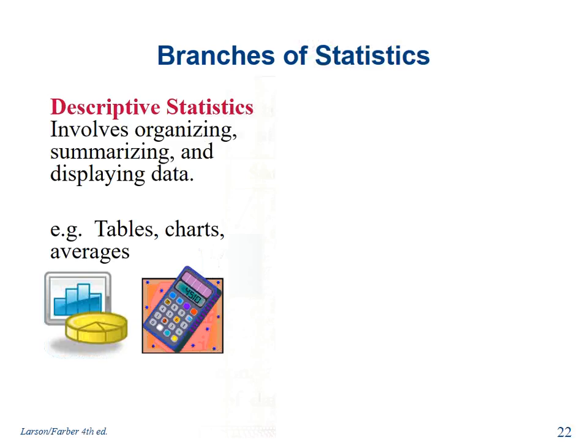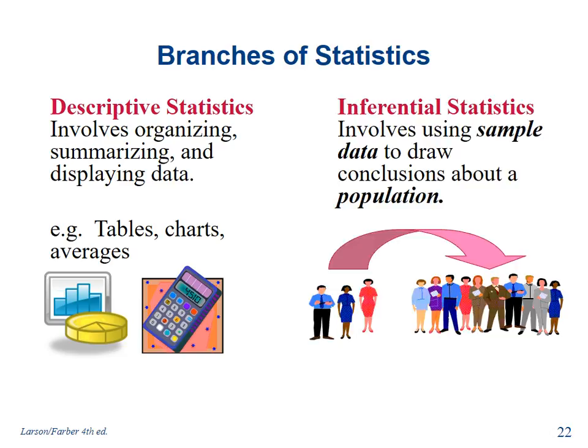All right, descriptive statistics involves organizing, summarizing, and displaying data: tables, charts, averages, and so on. Inferential is when we take this group and we do some kind of survey and we say, look, 1 out of every 3 people that live here is black. And then we infer that on the group and say every 3rd person we see is probably going to be black, right? That's an inference.